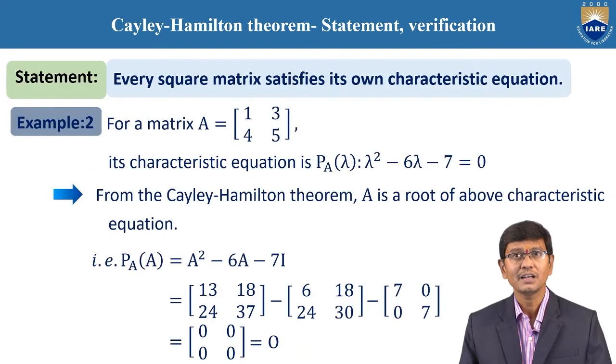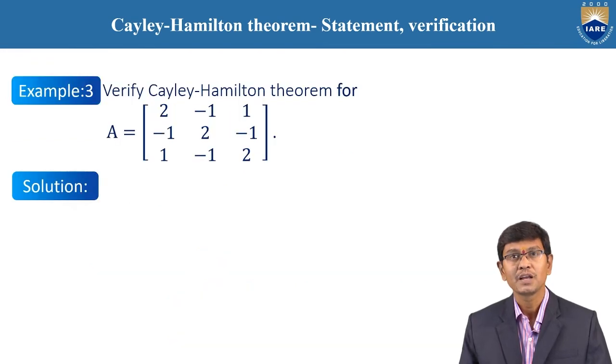And in conclusion, here also the square matrix satisfies the Cayley-Hamilton theorem. And for the next one, for example, we need to verify that the given matrix satisfies the Cayley-Hamilton theorem. But here the matrix given is of order 3 by 3.